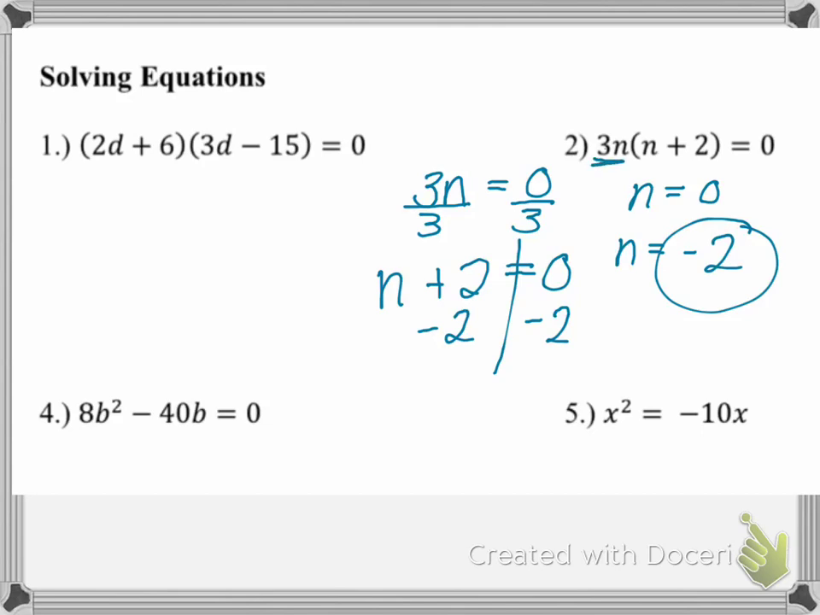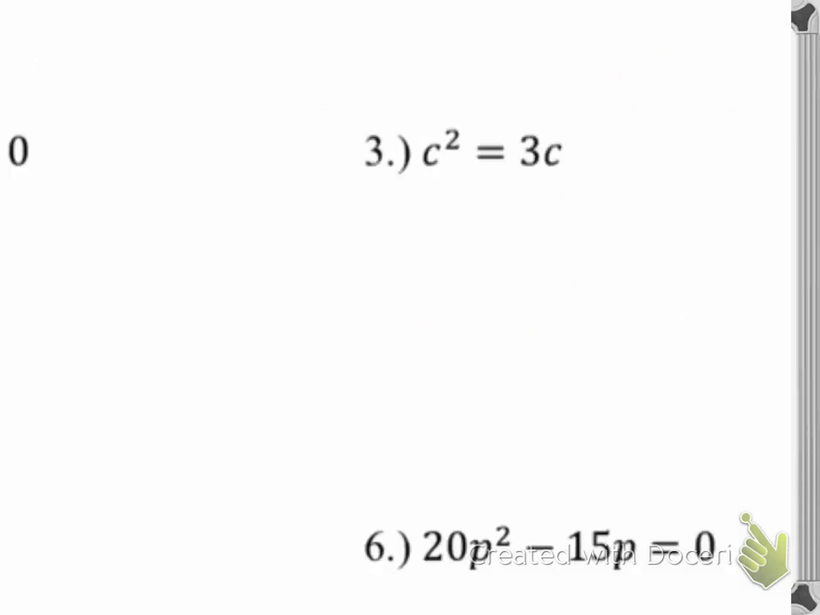So I know that 3 times negative 2 is negative 6. And then if I were to plug in negative 2 in here, so negative 2 plus 2, well, that's 0, right? Well, negative 6 times 0 will give me the 0. So looking at number 3, now 3 is not factored, okay?